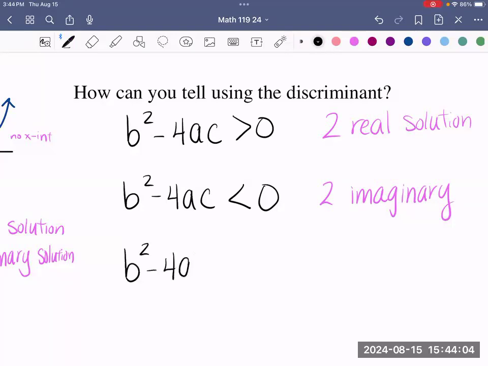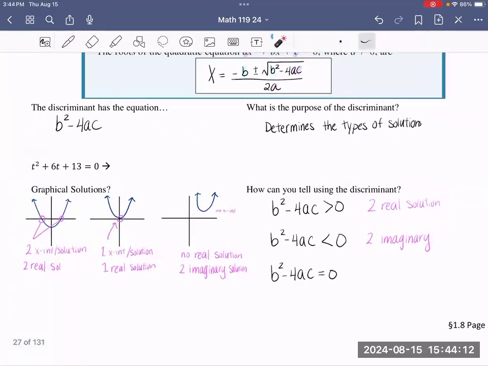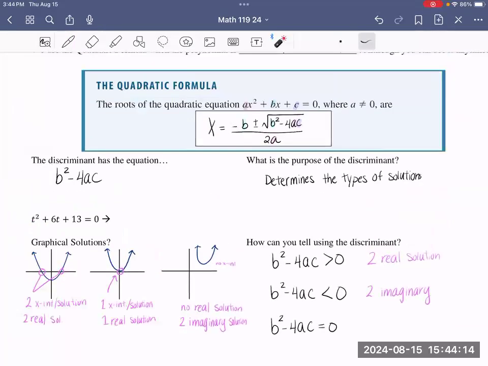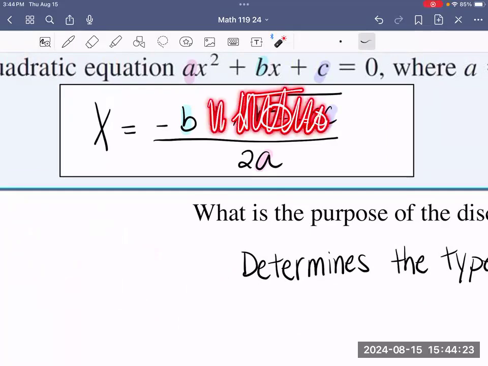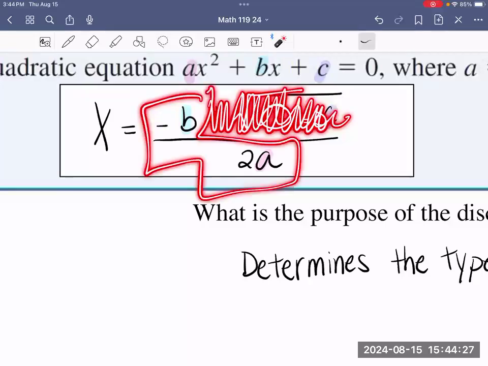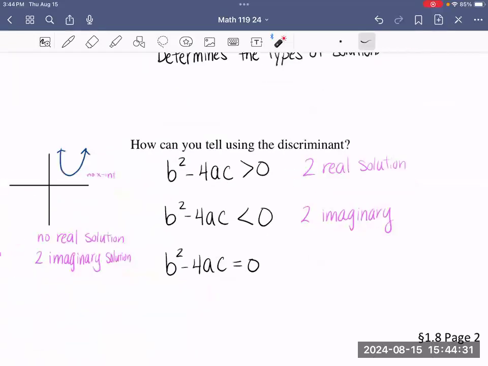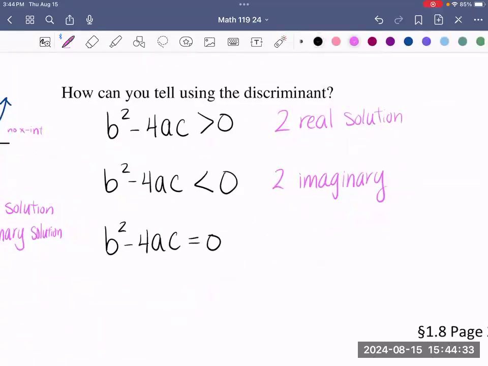So now let's take a look at one last variation. Well, what is left? We said greater than 0, we have less than 0, and we're now equal to 0. Well, if we're equal to 0, one solution, that's coming from, well, the square root of 0 is equal to 0. So that just means the plus or minus sign is gone, and we're left with whatever we have here, negative b over 2a. So that is where the one solution or one real solution is coming from.